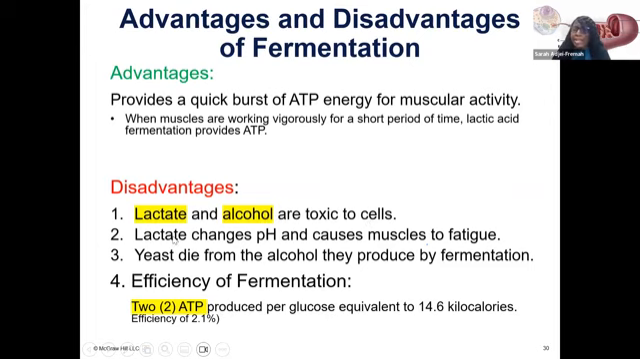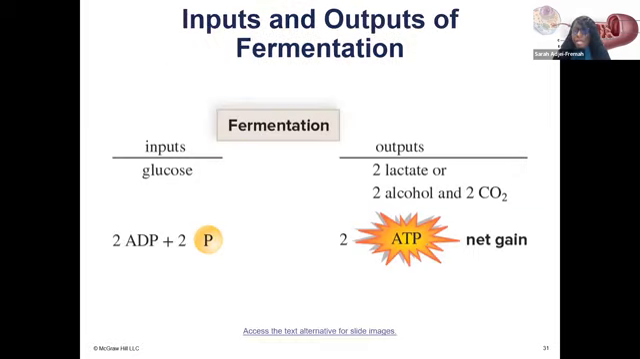Sometimes lactate or lactic acid has the potential to change our cell's pH, and this may cause our muscles to be fatigued in the process as well. Another thing is that yeast, which are key organisms that can go through alcoholic fermentation, can die when they produce this alcohol during the fermentation process. And then lastly, fermentation is at a disadvantage because it has less efficiency, about just 2.1% ATP production compared to 39% energy production when you use aerobic cellular respiration.